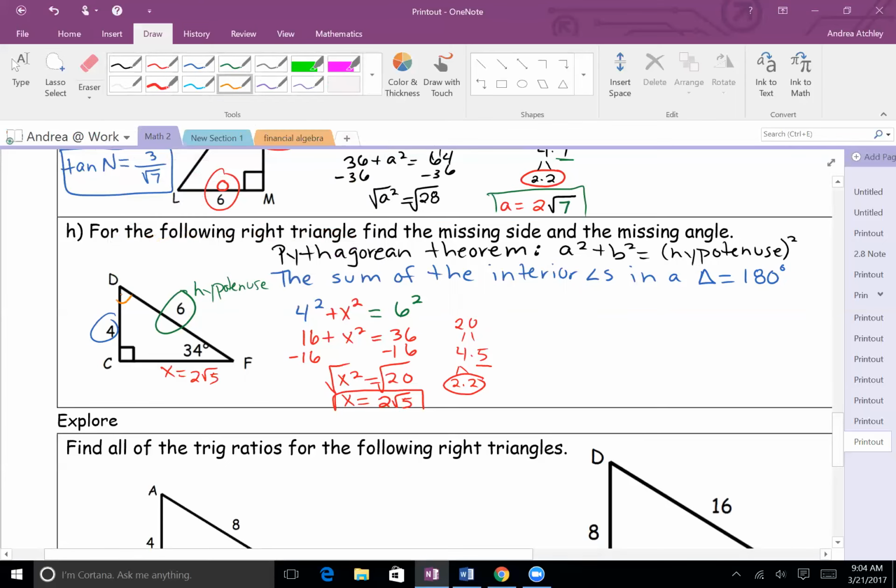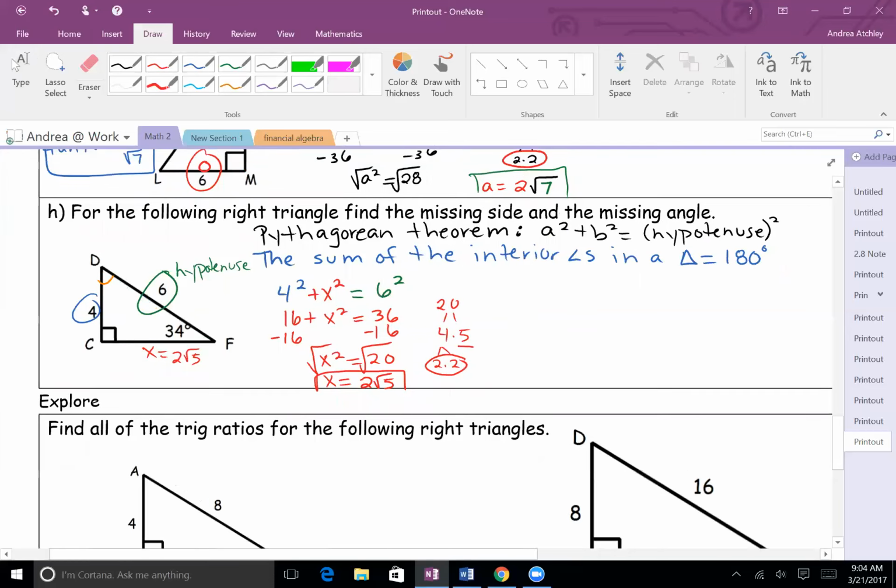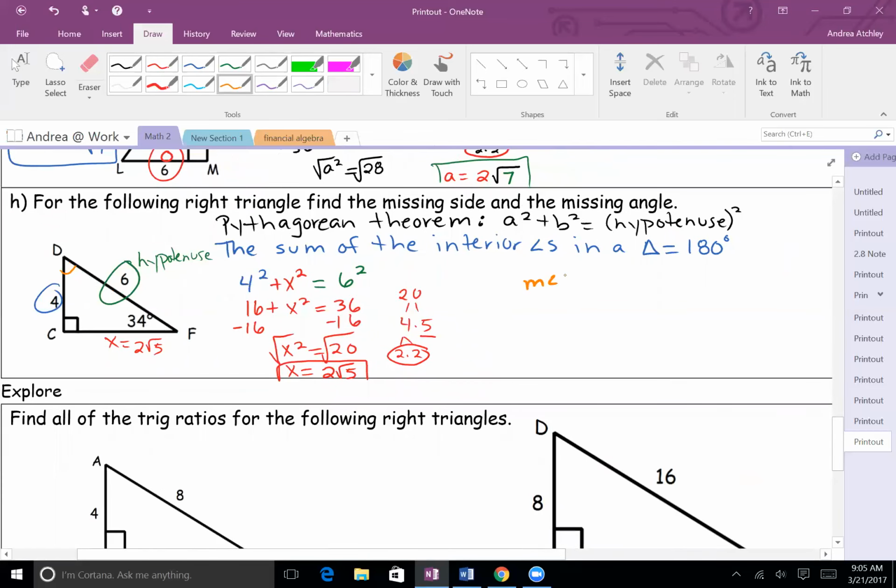I'm looking for the measure of angle D now. And the triangle sum theorem says that the sum of the interior angles is 180 degrees. So I know that the measure of angle D plus 34, then plus the right angle. And how many degrees are in a right angle, class? 90. Should equal 180.